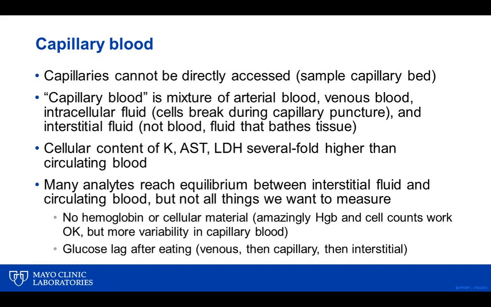And I'm going to show you, amazingly, hemoglobin and cell counts work fairly well in capillary blood, despite the fact that there's some amount of interstitial fluid, which has no cells in it, in every capillary puncture. Despite that, the modern techniques for the automated lancets allow us to get a pretty good specimen and have pretty accurate cell counts. There will be more variability in cell counts from capillary blood than venous blood, so if you really need a really precise hemoglobin or cell count, it'll be a little bit more variable in capillary compared to venous blood.